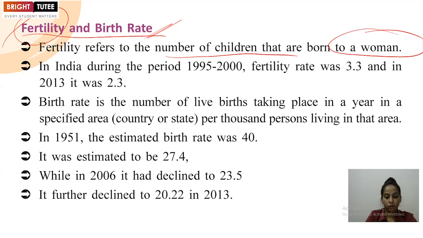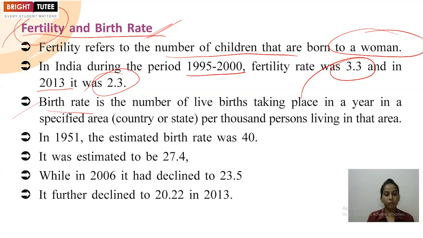Here in India, between 1995 and 2000, the fertility rate was 3.3, and as per the survey of 2013, it was 2.3. This was the average number of children born to a woman. It shows the average number of children born to a woman in India. Next, birth rate.